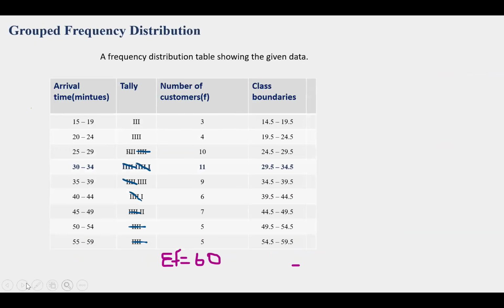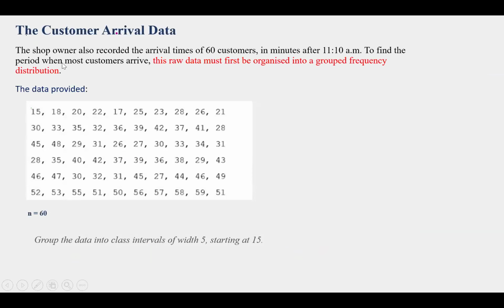Okay, the customer arrival data, sorry. The shop owner also recorded the arrival times of 60 customers. How do we know that 60 customers? When you count all the numbers here from the data provided, you're able to realize that there are 60 customers that were counted in terms of their arrival. So if you start counting 1, 2, 3, 4, you find that 60 customers were counted. That's why we have the above statement.